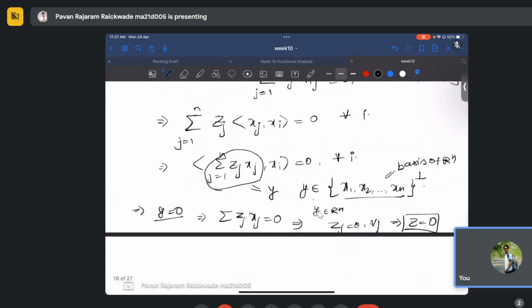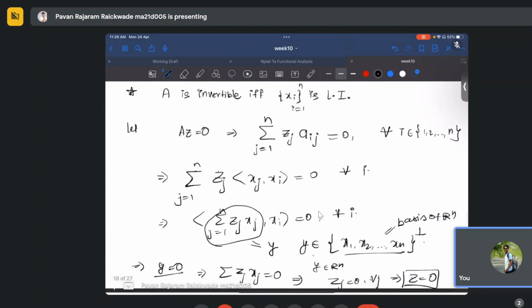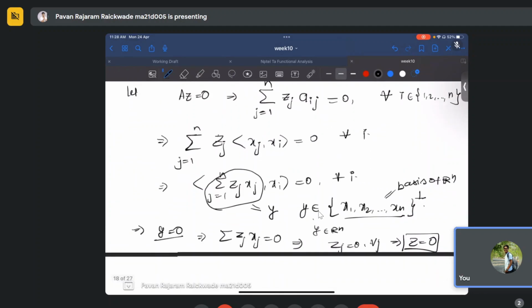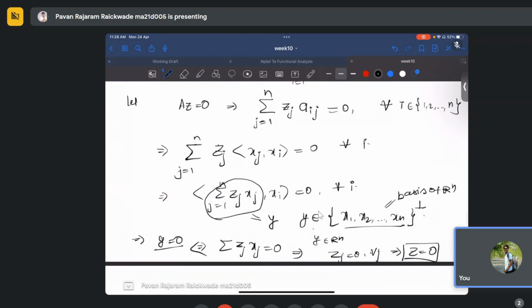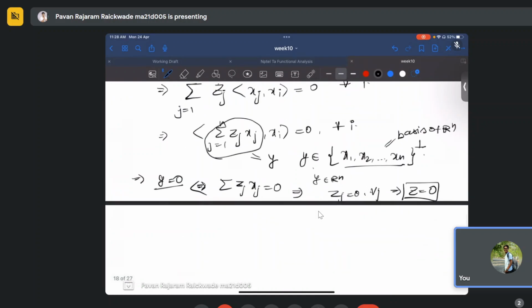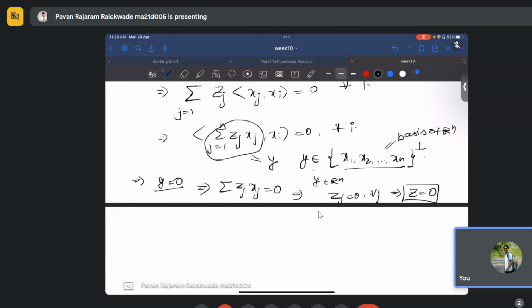Now I think we can go back using the same methods. What we proved is that if the set of vectors x1, x2, up to xn is linearly independent, then A is invertible. This we have proved.